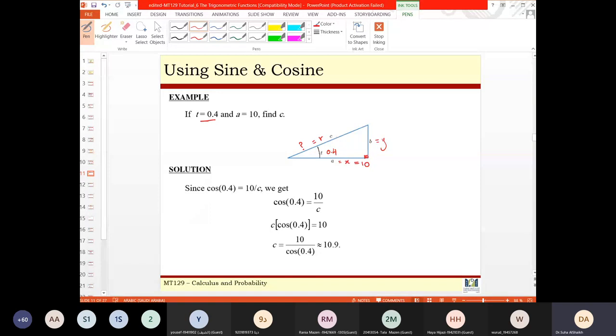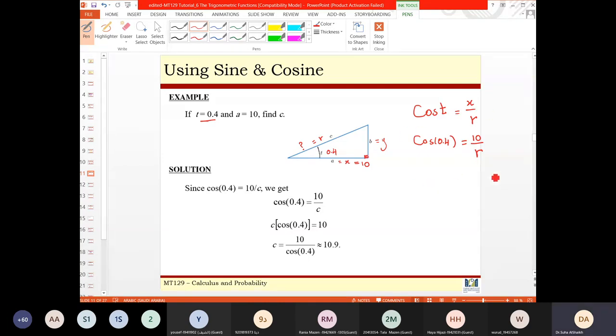So what do you think? Since they gave me the x and they give me the angle, let me talk about the cosine. Now, Pythagoras will not help me because I don't have two sides. I have one side only, which is the x, and they give me an angle. So I know that cosine t is actually equal to x over r. Cosine t is cosine of the 0.4 that we can find from the calculator, and the x is 10 and the r is what I want to find.